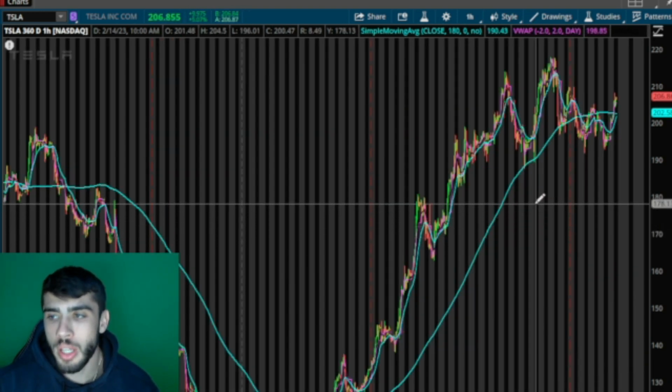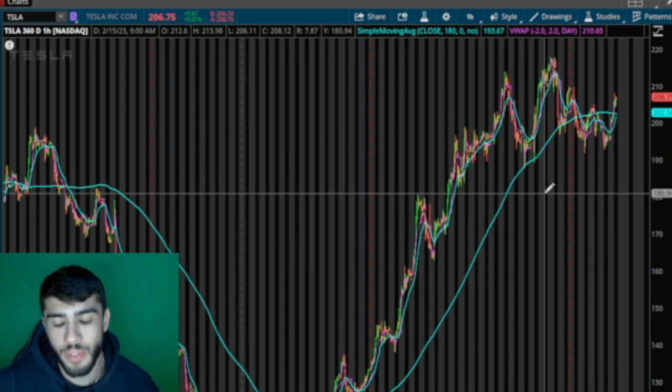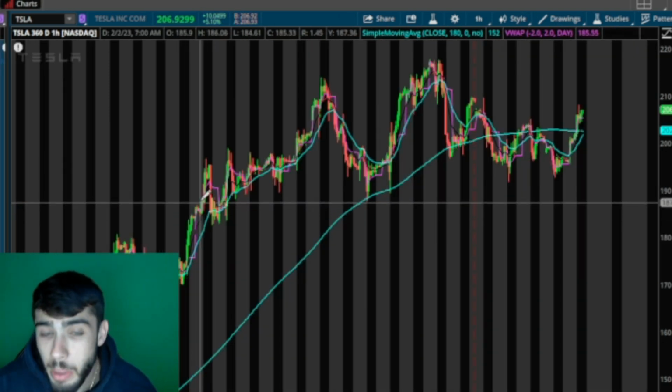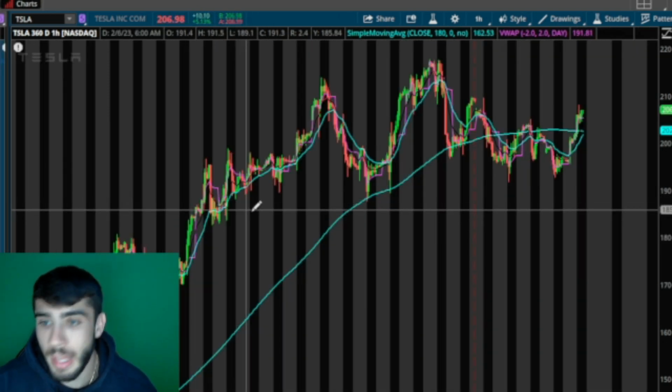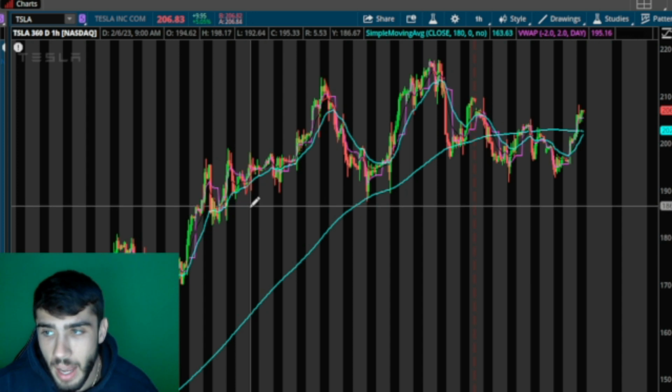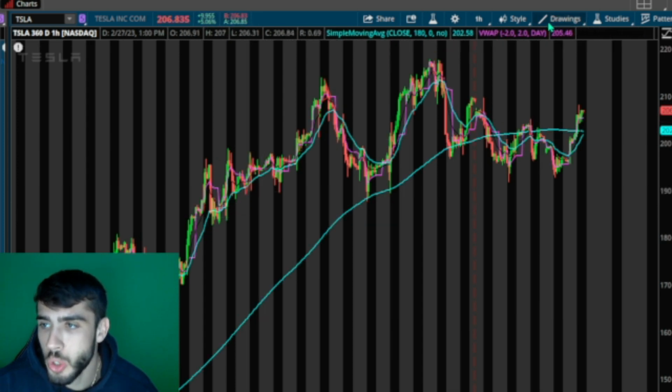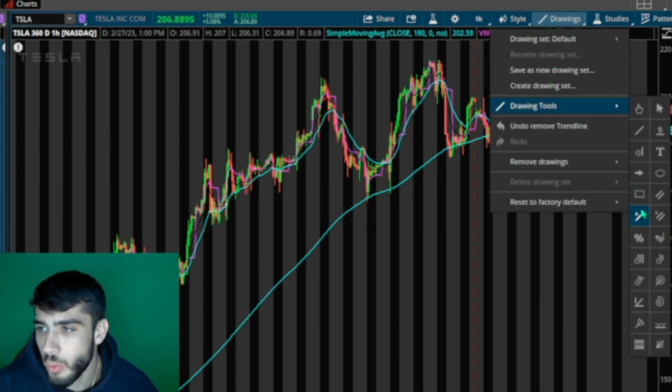I find the majority of my zones on the 1 hour, 30 minute, and 15 minute time frames. In my mind right now, I can see a clear supply and a clear demand. Maybe you can't, but I definitely can. So let's go to the drawing tools and let's grab the rectangles here.